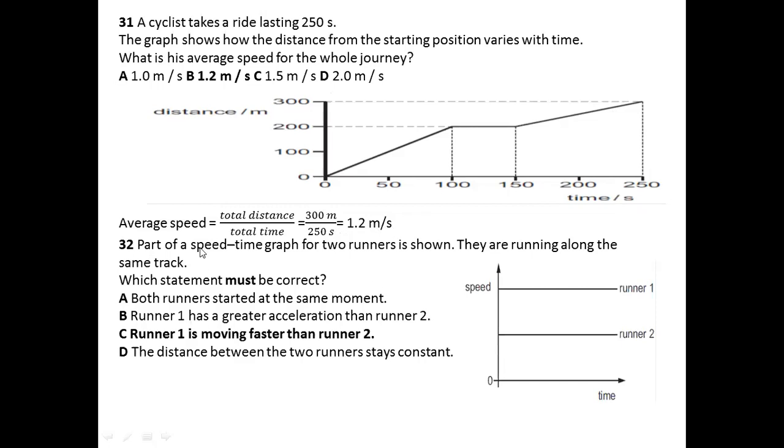Next is, part of the speed time graph for two runners is shown. They are running along the same track. Which statement must be correct? So correct answer is C. Runner one is moving with more speed as compared to runner two, because runner one has a higher constant speed, and runner two has a lower constant speed. Horizontal line in speed time graph represents constant speed. So C is the correct answer.